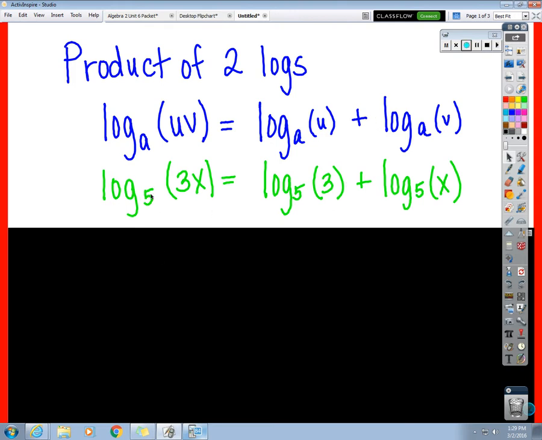Look at the example. We have log base 5 of 3 times x. We're going to write log base 5 twice because one will be for the 3 and one will be for the x. And since it's multiplication, when you expand it, you write addition. It's very simple. Let's try some. We're not done with the notes. We're just going to go back and forth.